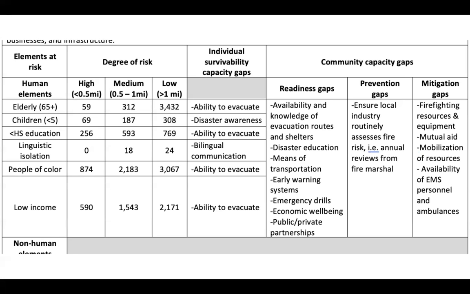And last, for mitigation gaps, remember these are things communities can do to lessen the impact of a hazard that cannot otherwise be prevented. We have firefighting resources and equipment, mutual aid, mobilization of resources, and availability of EMS personnel and ambulances.